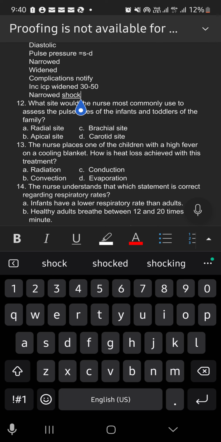Just to let you know, a newborn has no radial pulse. So once the newborn has a radial pulse, that is not normal for them. There is a problem, a congenital heart defect. So you need to refer to the pediatrician.